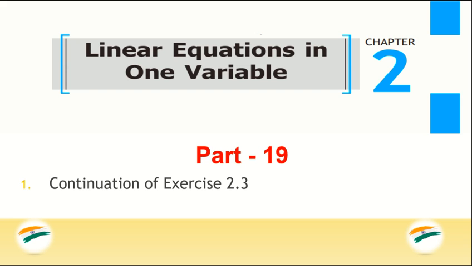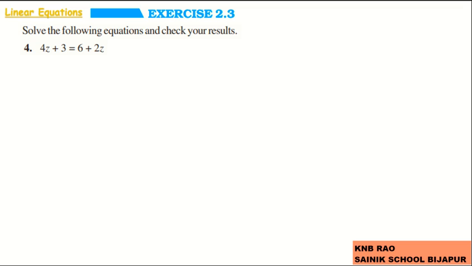Students, this is part 19 of the chapter linear equations in one variable. In this part 19, we will continue solving the exercise questions of 2.3. We have solved yesterday, that is in our session 18, up to question number 3. Now, we will start from question number 4 onwards.